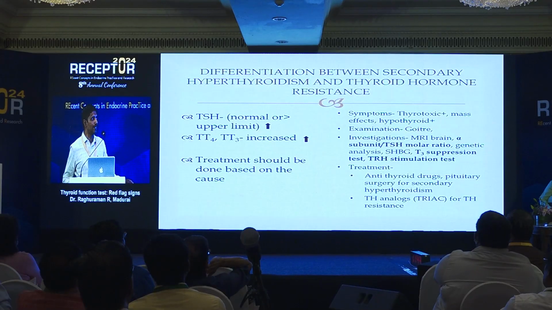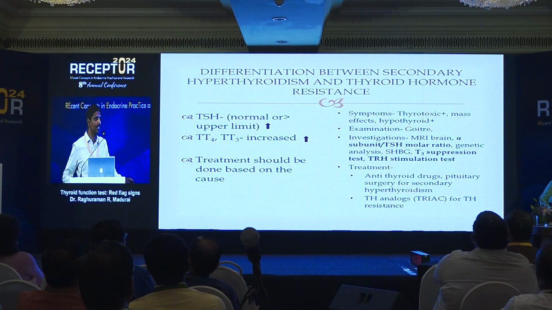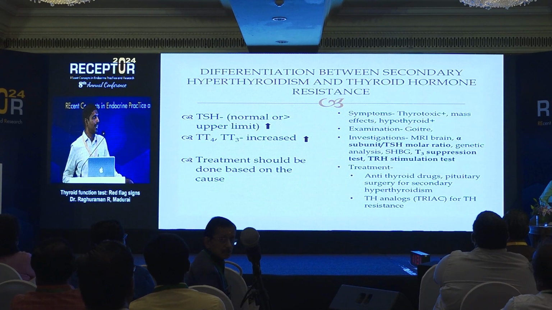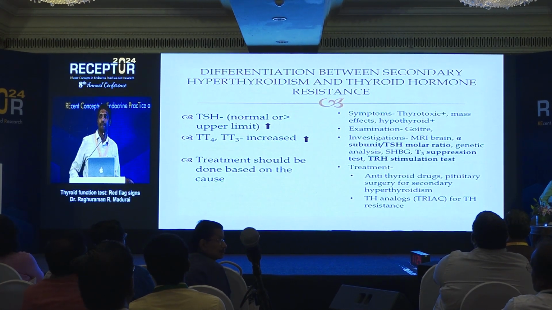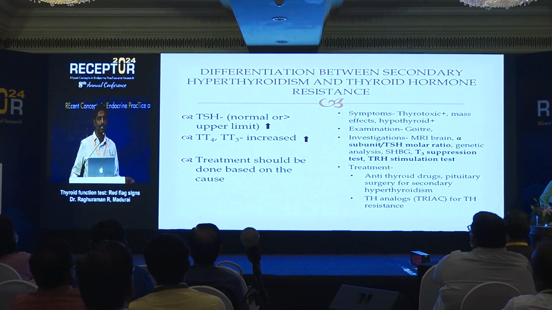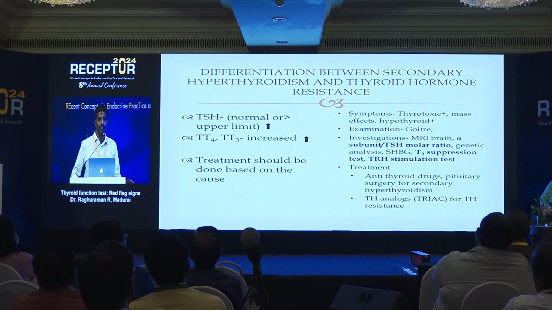So how to proceed in this case? As seen, we have to ask for thyrotoxic symptoms and hypothyroid symptoms. In the case of thyroid hormone resistance, there will be either sensorineural hearing loss, or short stature, or delayed bone age. These are some of the other presenting features of thyroid hormone resistance beta. A goiter might be present in both cases. In investigation, MRI brain will help you find the TSHoma, that is, a pituitary mass.